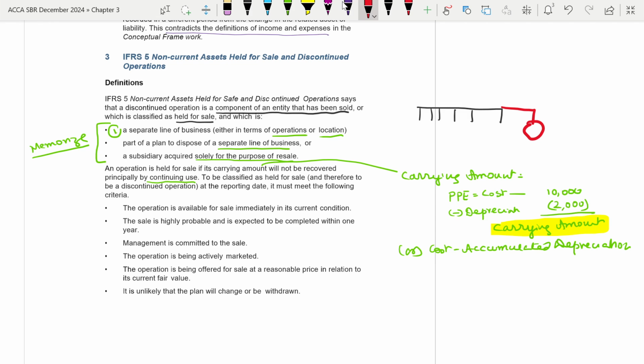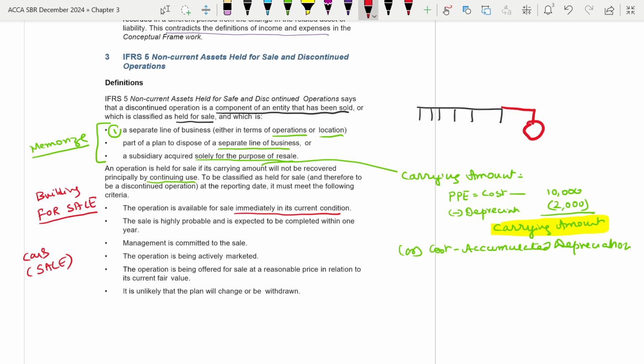To be classified as held for sale at the reporting date, the operation must be available for sale immediately. I will give an example. In so many buildings, they put up a sign for sale. People also used to put it on vehicles and cars, saying it is for sale, though that is not permissible now.